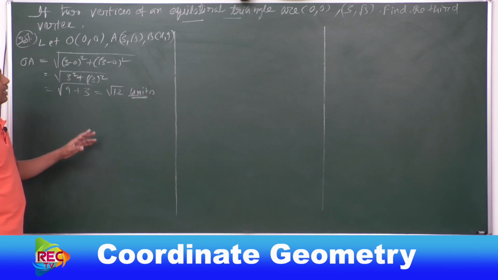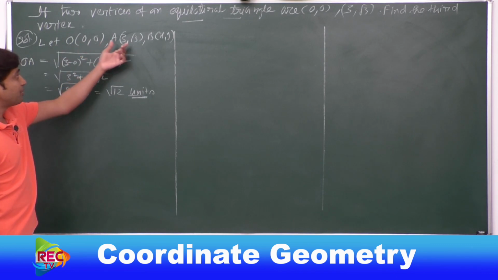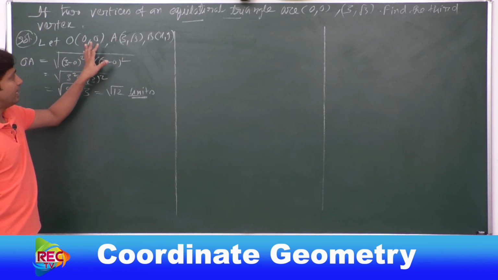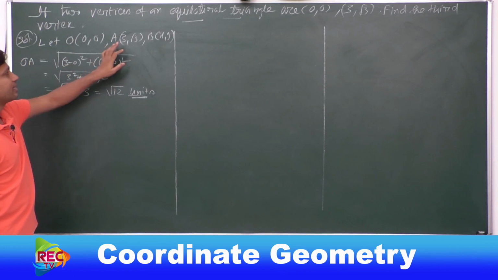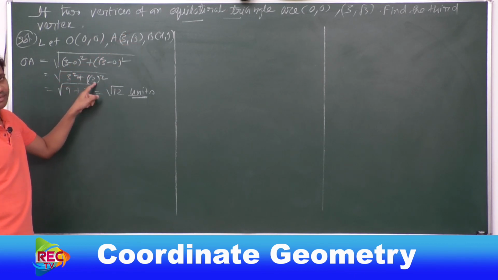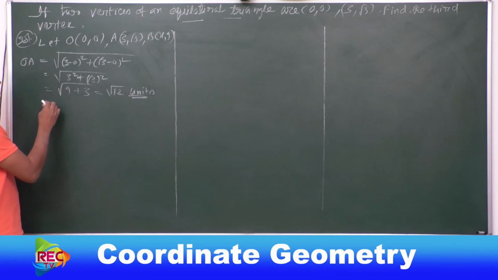Okay, and one more thing I am telling you: whenever you are asked to find the distance between any point and the origin, meaning 0 and 0, then you don't need to put this formula, you can straight away put the sum of the squares of the coordinates of the given point. So here 3 square plus root 3 square you can straight away put, but I am going according to procedure.